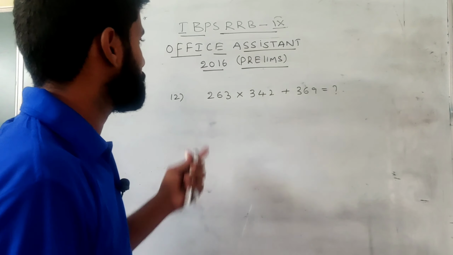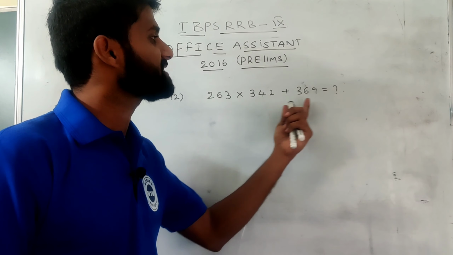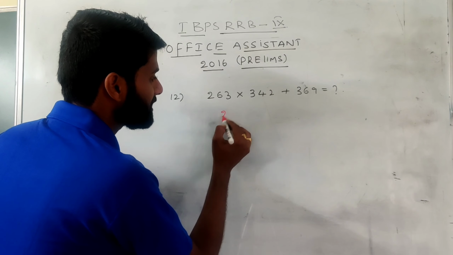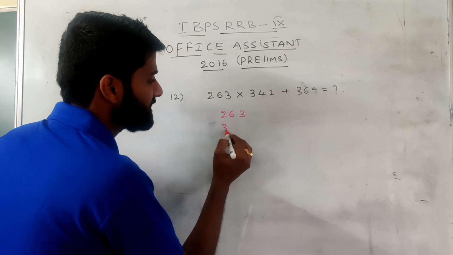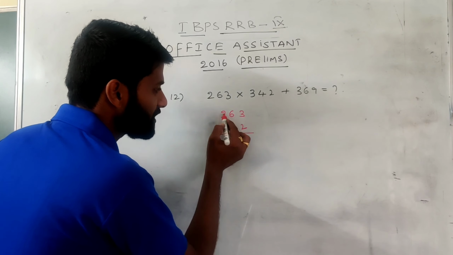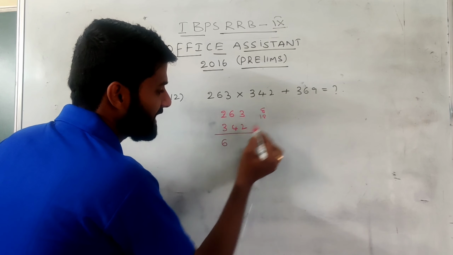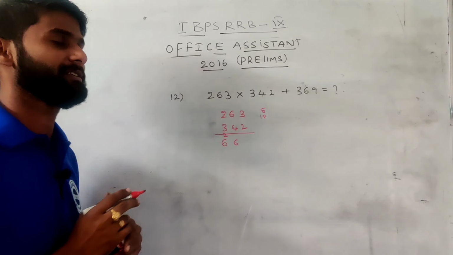The next one. 263 into 342 plus 369 is equal to how much? See, it is a 3 digit multiplication, 263 and 342. Go with the first value. 2 3s are 6. Next value, 4 2s are 8. 6 3s are 18. 18 plus 8 is equal to 26. 2 here. And next number.